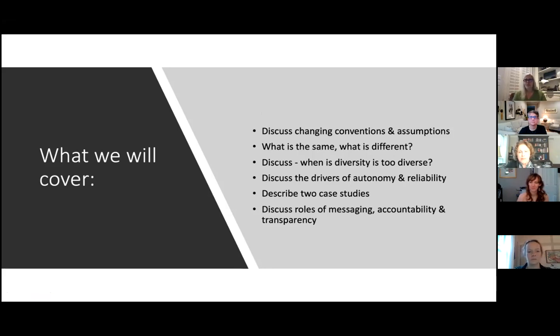We're going to discuss drivers of what we're calling autonomy and reliability. Autonomy being revenue that allows a lot of latitude in how you are utilizing the dollars that come from that revenue that are what I'm going to call profit margin. And then the second is reliability, which is just how much can you count on the stability of that funding source. And then we're going to talk about the case studies and then talk a little bit about the role of messaging and accountability. So that is our game plan for today.